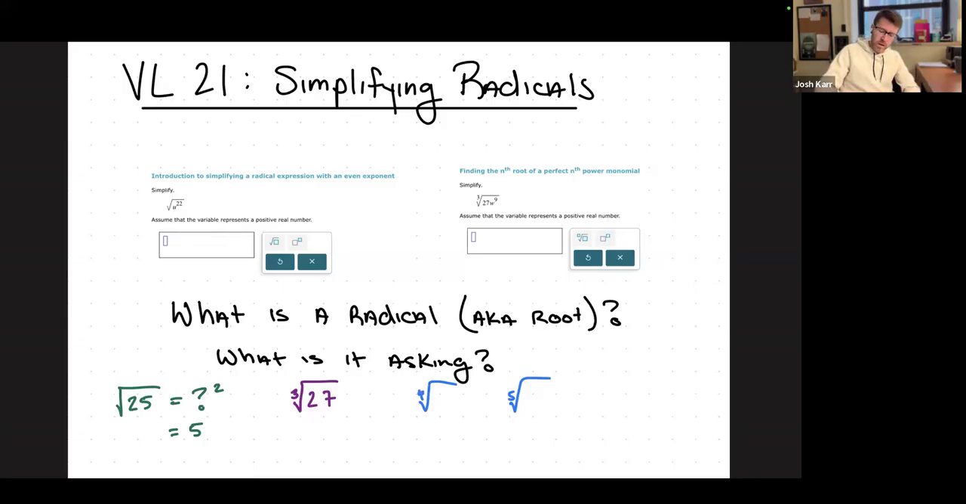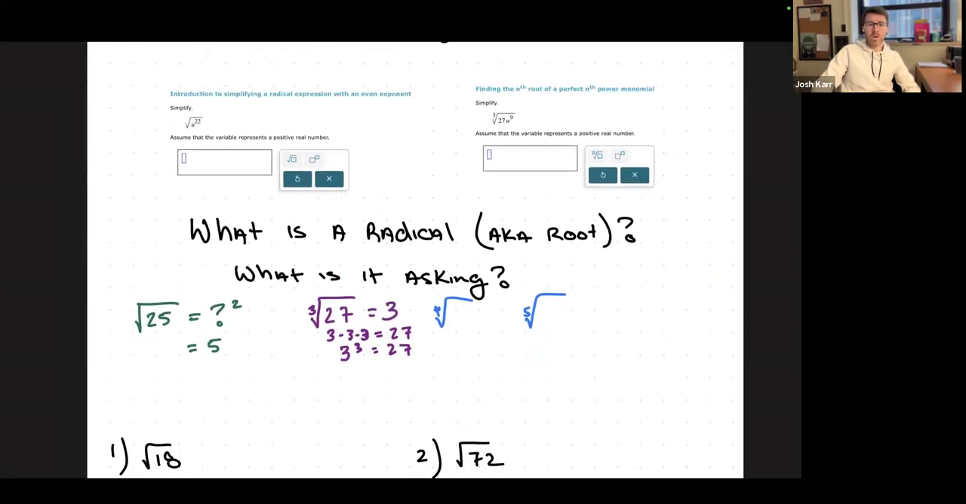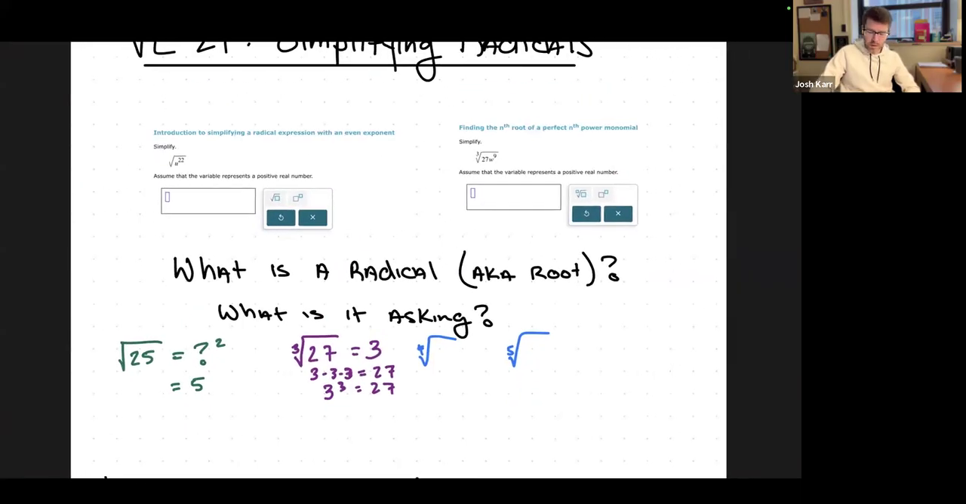Okay, so let's finish out this one. Cube root of 27. What got multiplied by itself 3 times to arrive at 27? That would be a 3, because 3 times 3 times 3 equals 27. Or another way of writing that is 3 to the third equals 27. To accomplish these problems, we're going to be taking square roots predominantly and cube roots. Those are really the two that are the focus here.